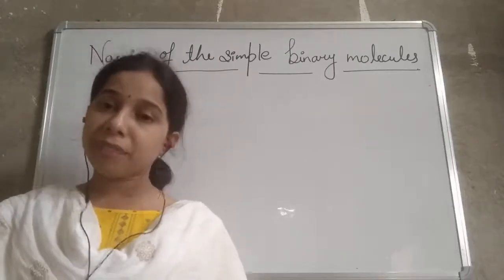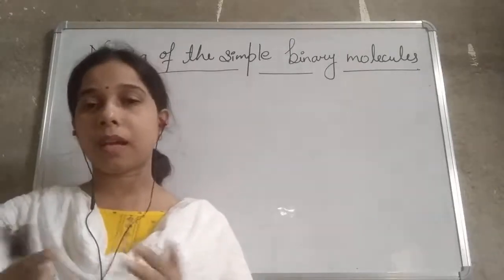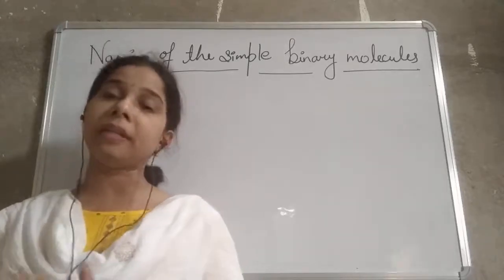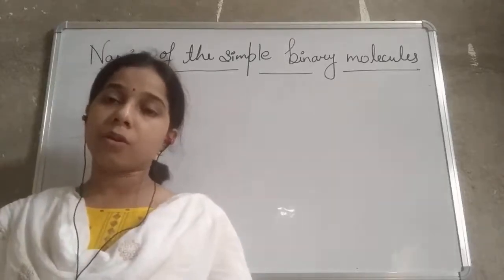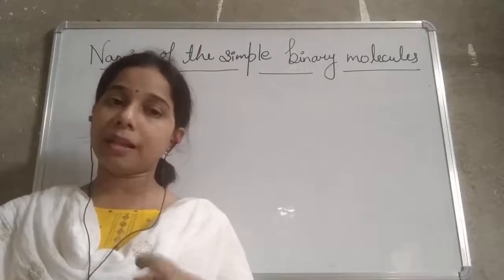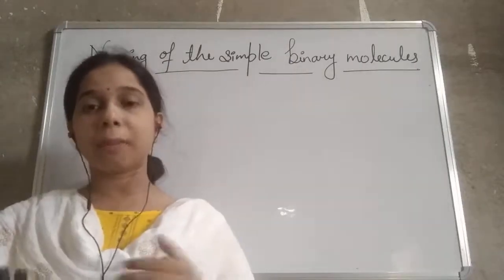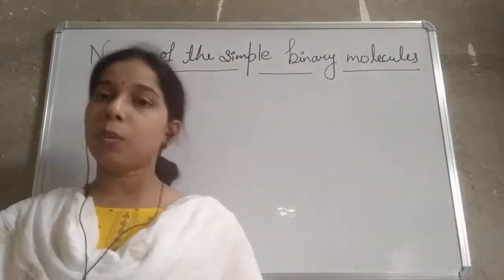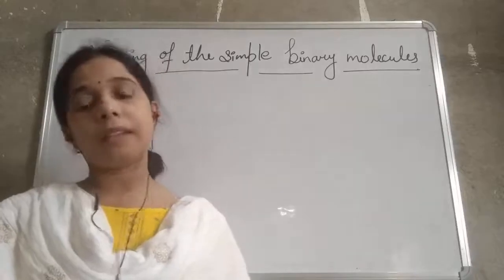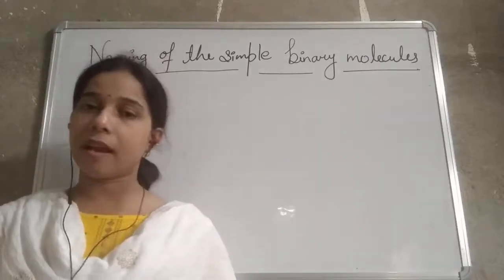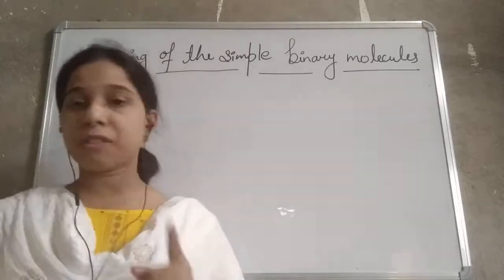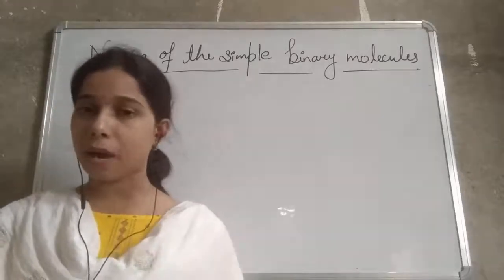Every time, the atom wants to complete its octet. Whatever number of electrons is needed to complete the octet of the shell will determine the valency of that particular element. So this is the first method that we had discussed.